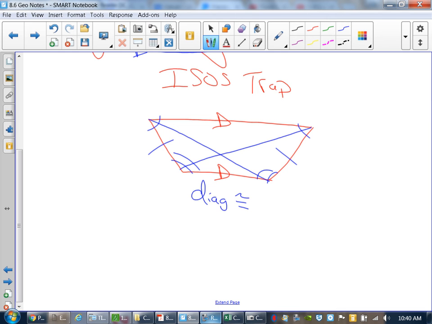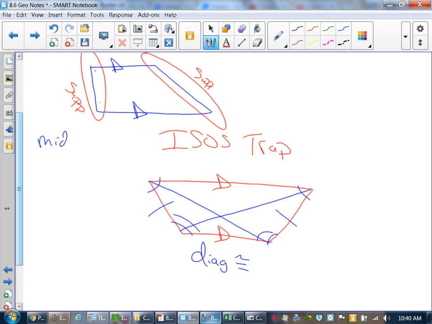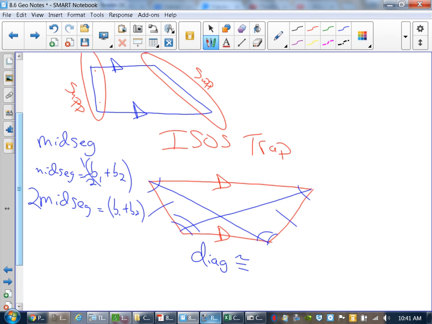Okay. The mid segment is in both of them. So the mid segment is equal to half the sum of the bases. Or double the mid segment equals the sum of the bases. Think of that mid segment as a midpoint with only having one coordinate. And I think a lot of that was really easy yesterday. Okay.